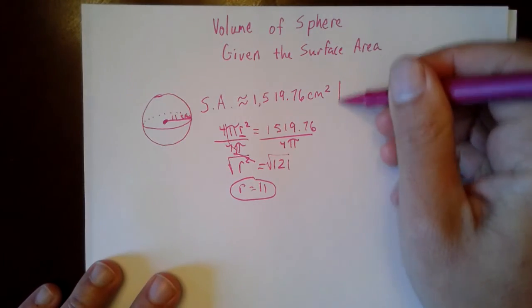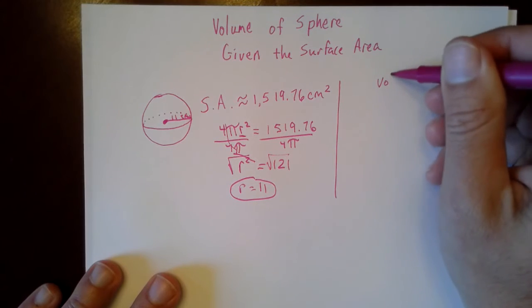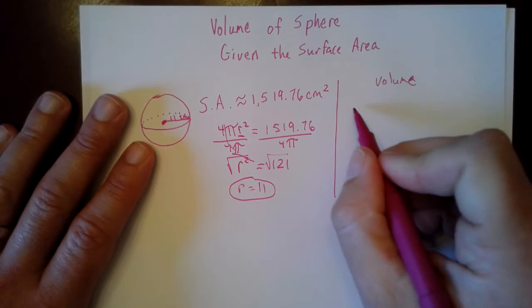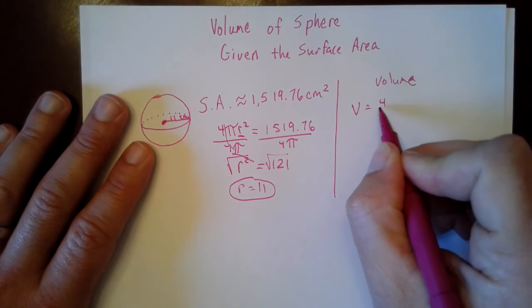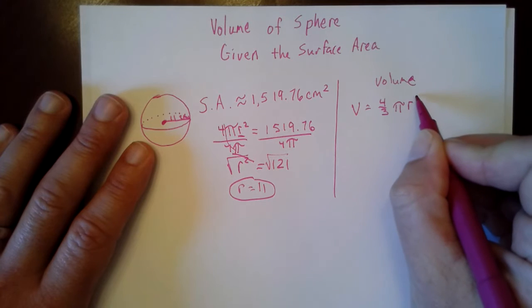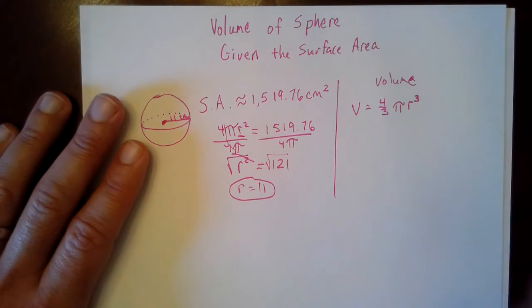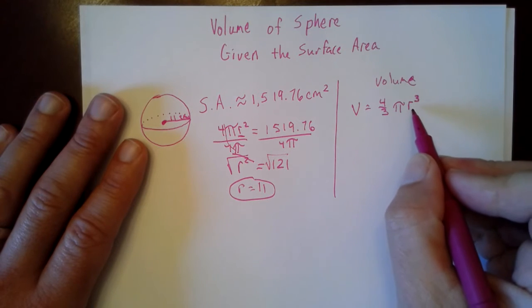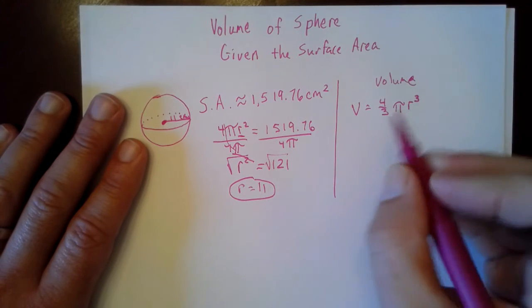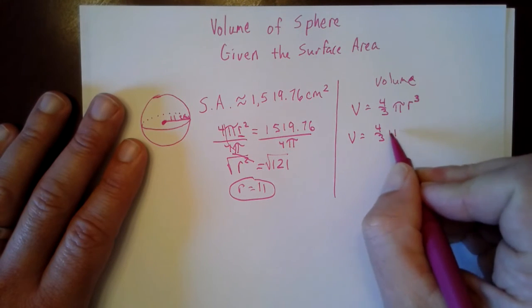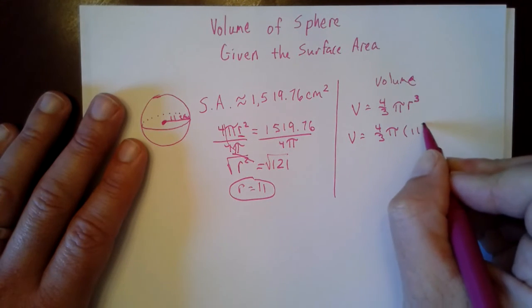We're not done. Now I need to find the volume. To find the volume, we use the formula 4/3 pi r cubed. That's how we find the volume. The only variable we need is the radius. So I'm going to plug in my radius I found here. And I'm going to get 4/3 times pi times 11 cubed.